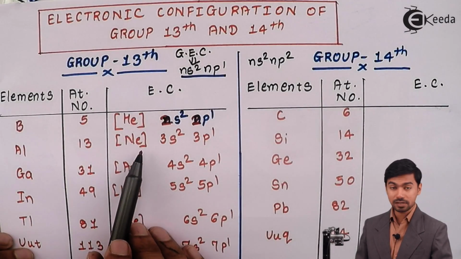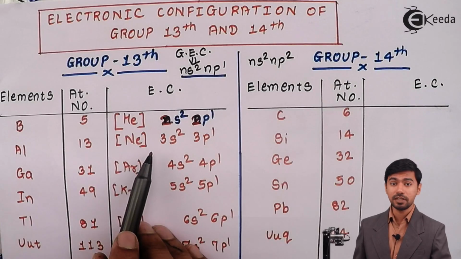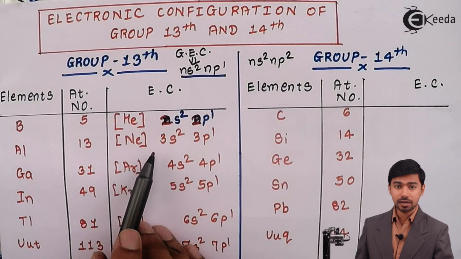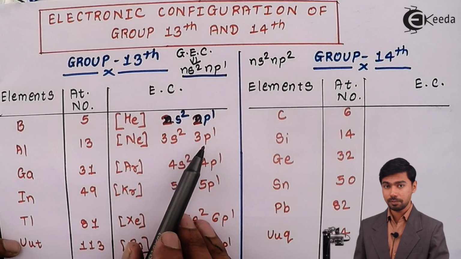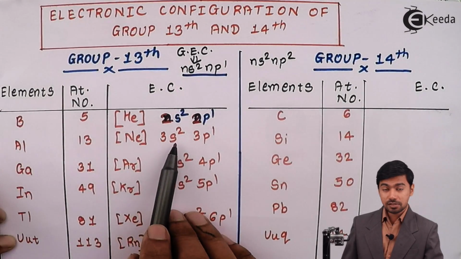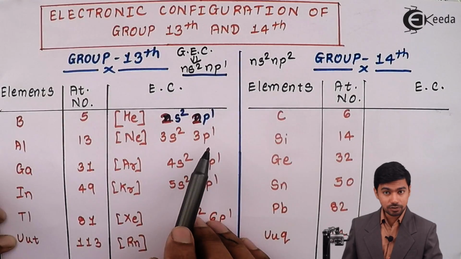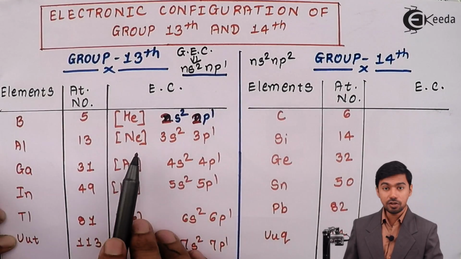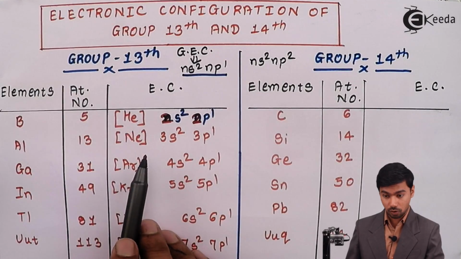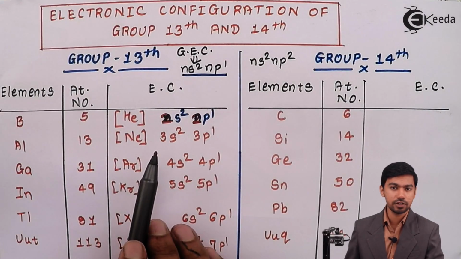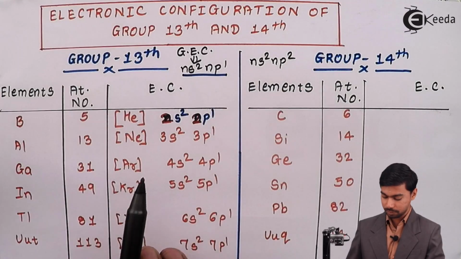But let us move towards neon. Neon has atomic number 10. Always remember, neon has atomic number 10, and with 3s2 and 3p1, there are 3 electrons coming. So this 3 and neon's 10, in totality there are 13 electrons. So we have configured all the electrons of aluminium over here.